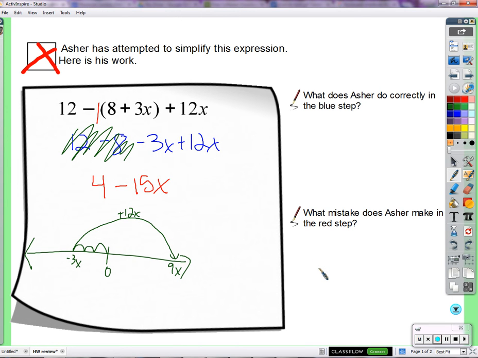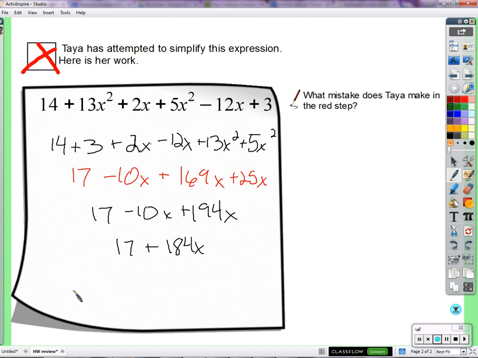All right, that's it for that one. Let's go on to another. Another one I'm just seeing too much of. Take a look, red step here. What has Taya done correctly? Like for the 13x, what's it called?